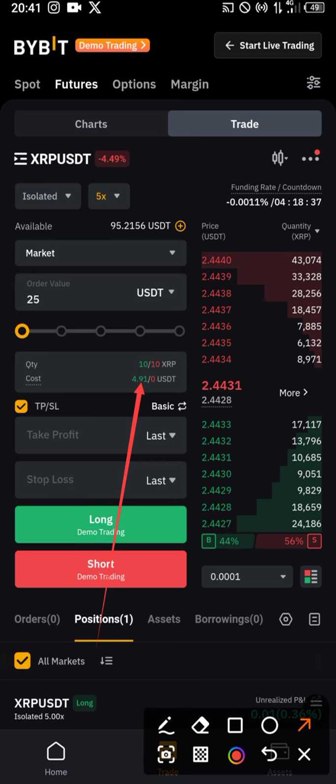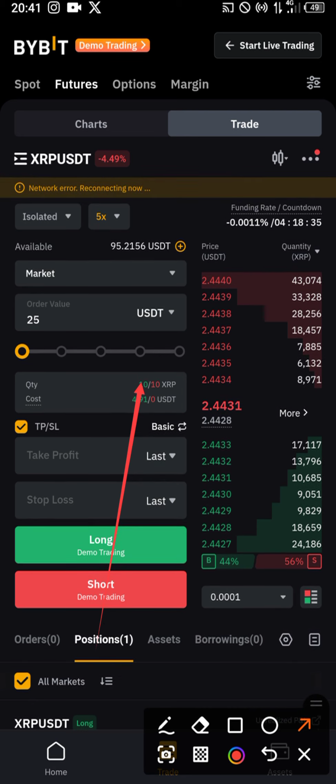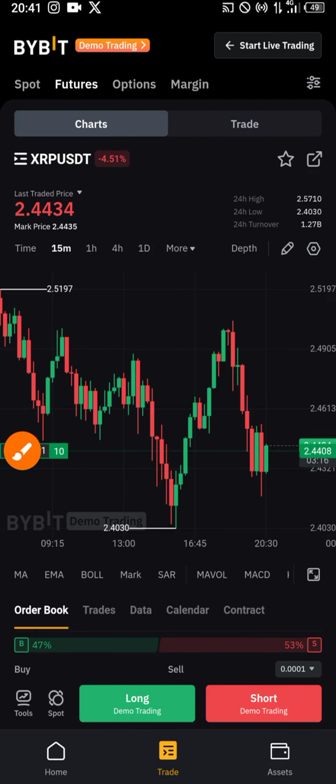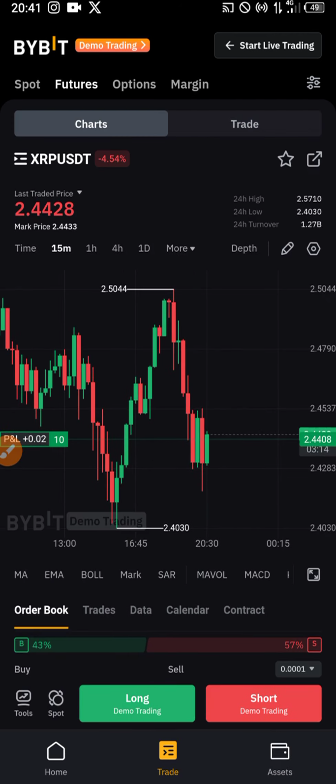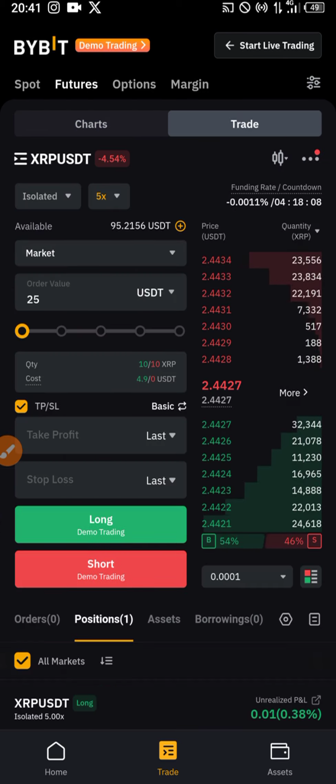And don't ever try to revenge a trade. When you lose a trade, take a break. Don't try to revenge a trade. Then stay calm. Always stay calm. Don't chase green candles and red drops. You understand? Because some people will say, okay, this candle has turned green, let me long. Oh, it has turned red, let me dump. Don't chase green candles and red drops.